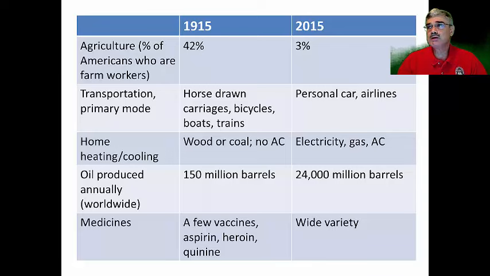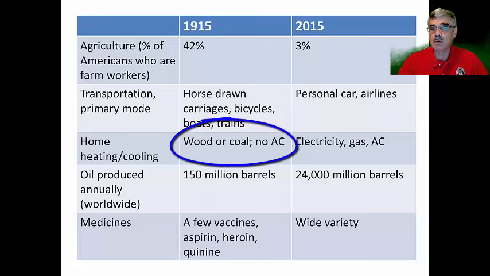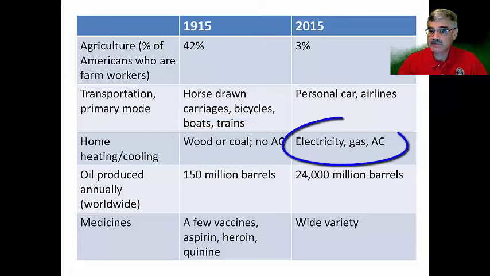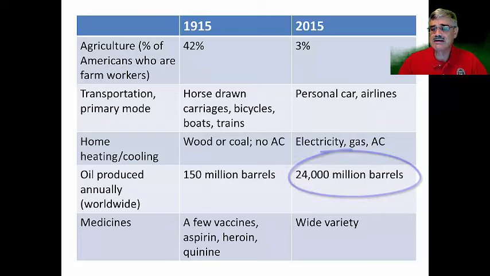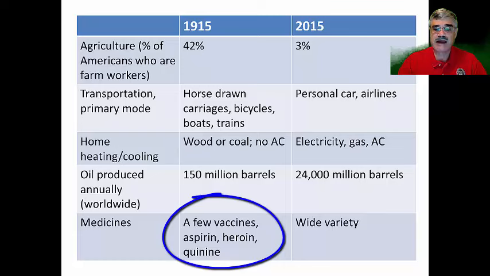How about the heating and cooling of homes? 100 years ago, this was done by burning wood or coal. And of course, there was no air conditioning. Whereas now we have electricity and gas to heat our homes, and we have air conditioning everywhere. 100 years ago, the worldwide production of oil was 150 million barrels per year. I mean, that's just a number, but notice that now we have over 100 times as many barrels of oil produced per year.